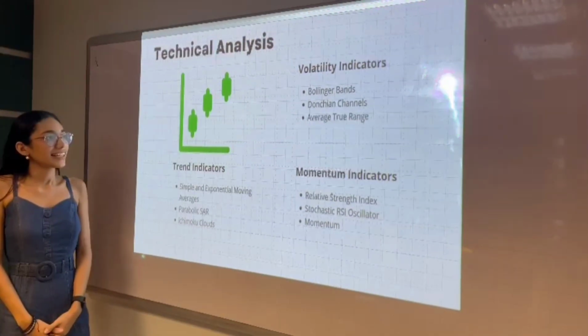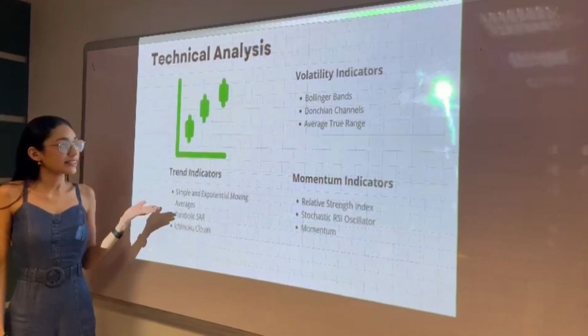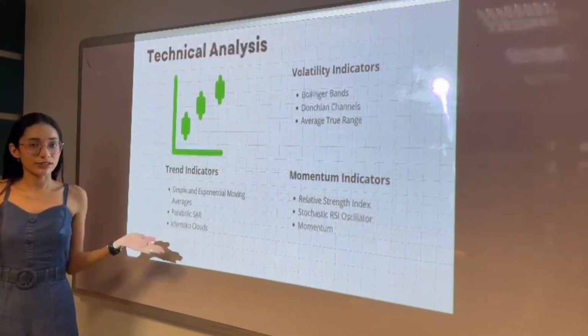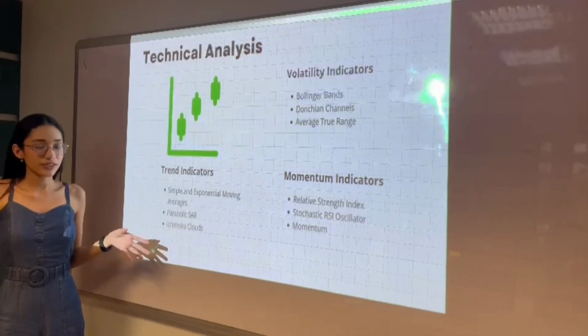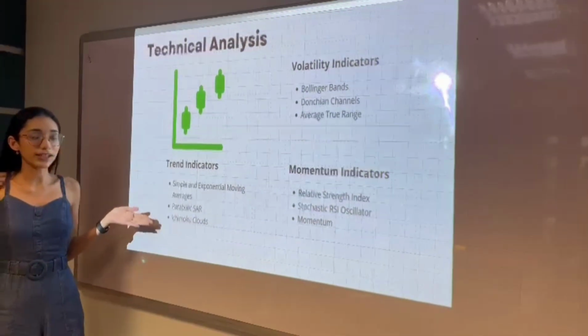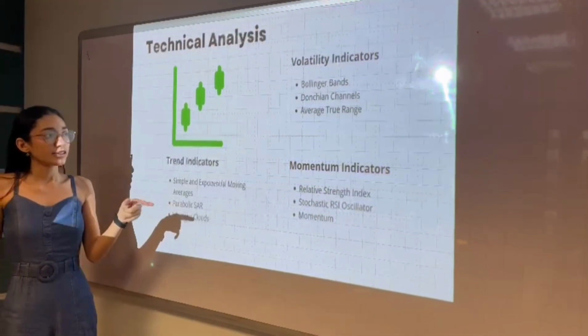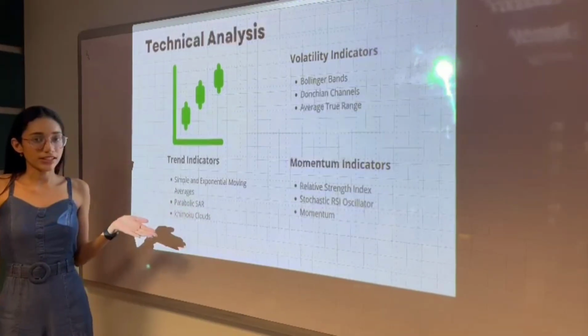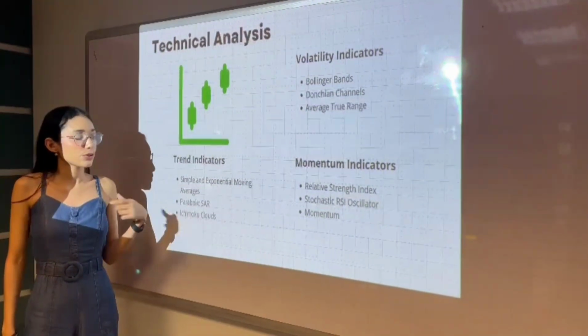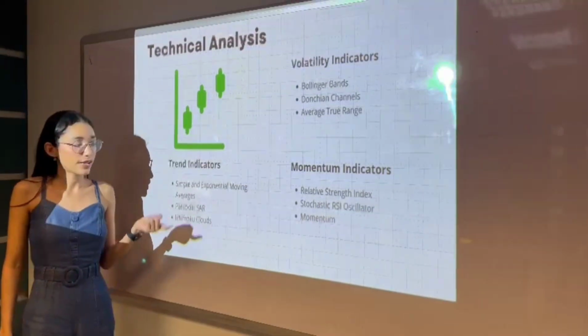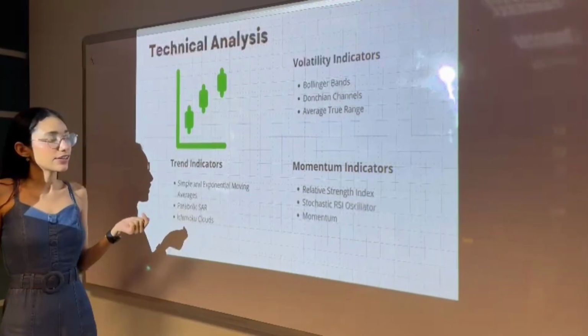Moving on with the technical analysis, we used trend indicators, volatility indicators, and momentum indicators. For the trend indicators, we used the simple and exponential moving averages, the Ichimoku clouds, and the parabolic SAR. For the volatility indicators, we used the Bollinger Bands, the Donchian channels, and the average true range. And for the momentum indicators, we used the relative strength index, the stochastic RSI oscillator, and the momentum.